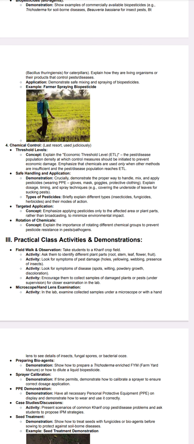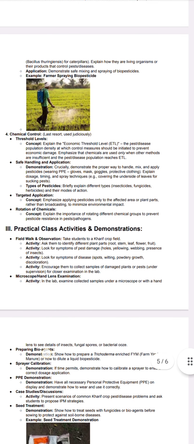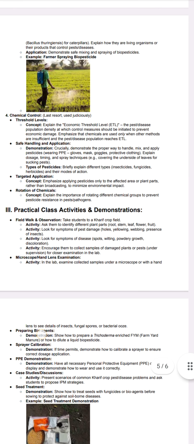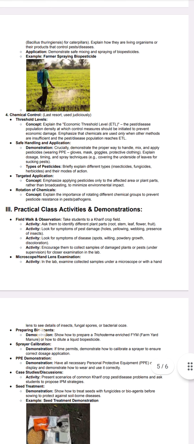Safe handling and application. Crucial: demonstrate the proper way to handle, mix, and apply pesticides wearing PPE: gloves, mask, goggles, protective clothing. Explain dosage, timing, and spraying techniques, covering the underside of the leaves for sucking pests. Briefly explain different types of insecticide, fungicide, herbicide, and their mode of action. Targeted application concept: emphasize applying pesticides only to the affected area or plant parts.